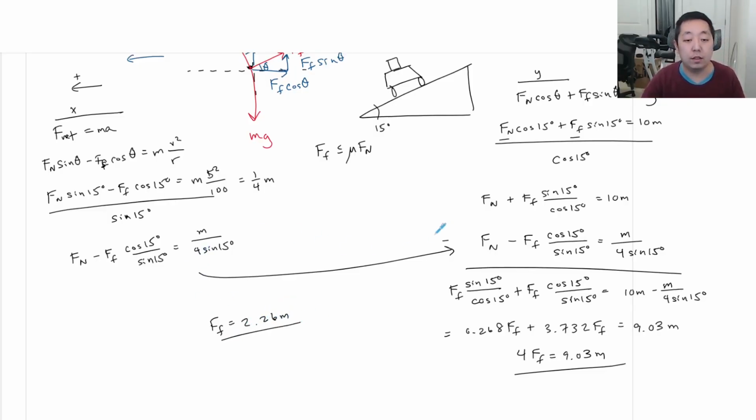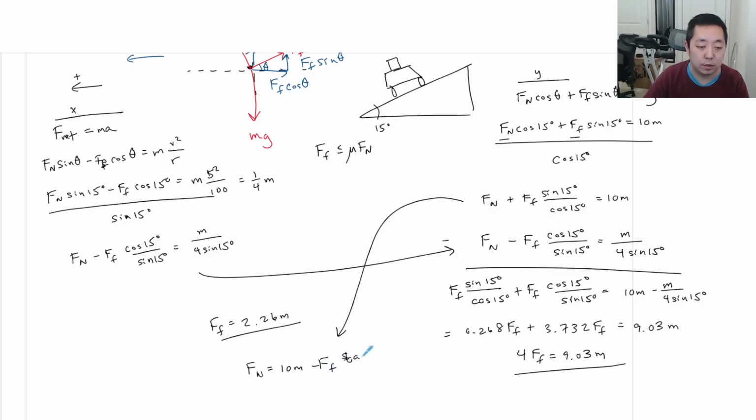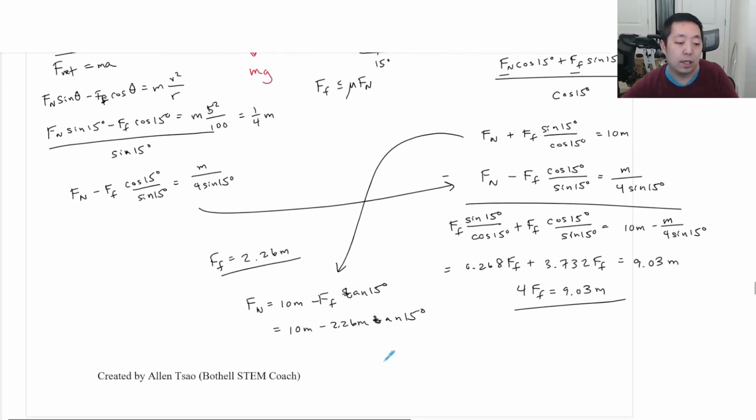Okay, and then you can just solve for the normal force from one of these. For example, this one would tell us that the normal force is equal to 10m minus force of friction times tangent of 15 degrees, since sine of 15 over cosine of 15 is tangent of 15 degrees. So that's 10m minus 2.26m times tangent of 15 degrees. There. Okay, and then we just combine those together. 10 minus that times tangent of 15 is 9.394 m.